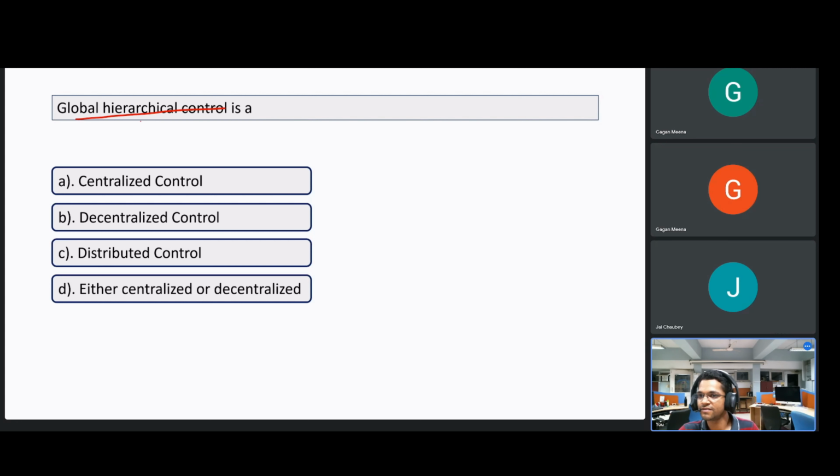Then we have global hierarchical control. Which one is it? This we discussed, right? The global level control has to be centralized. It is always centralized. What if I say central? Then central. This is for global, right?